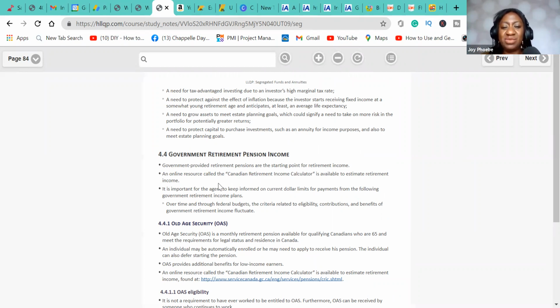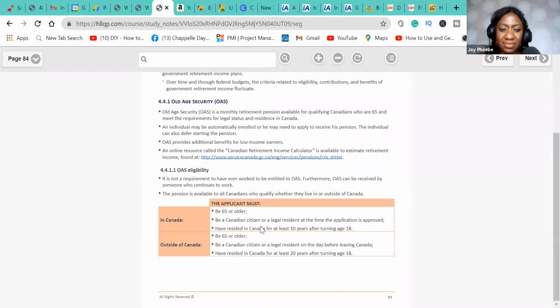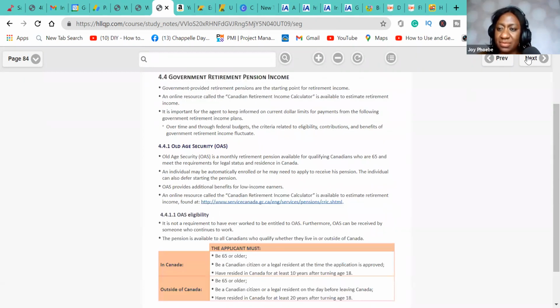We need to also ask them, do they have government retirement pension income, old age security? Talk about all those things, right?